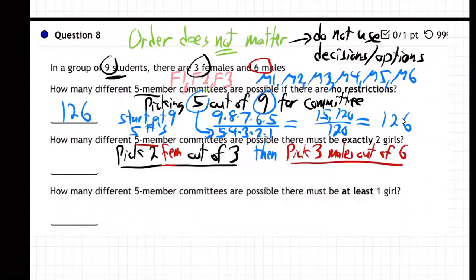If we're going to pick a committee of 5 members where exactly 2 are girls, well, then basically you've got to pick 2 girls out of 3. I have 3 total females. And then you got to pick 3 males, right? Because we got 5 total on the committee. So we have 2 girls, and we have 3 males out of the 6 males that are possible. So how do you do that? Again, order doesn't matter.